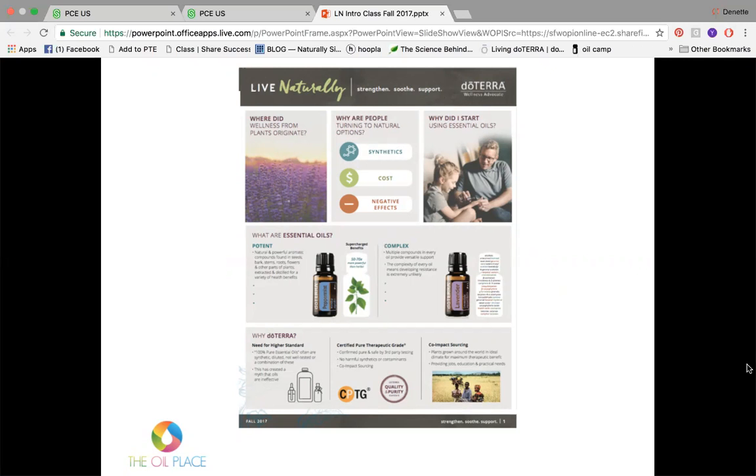So I would start with the welcome and set the intention for the class. The purpose of this class is to give you a basic understanding of the safe and effective ways to use essential oils. We're going to talk about where they came from, why people are using them, what essential oils are, why doTERRA is different, aromatic, topical, and internal use. We're going to go over some additional products that doTERRA has.